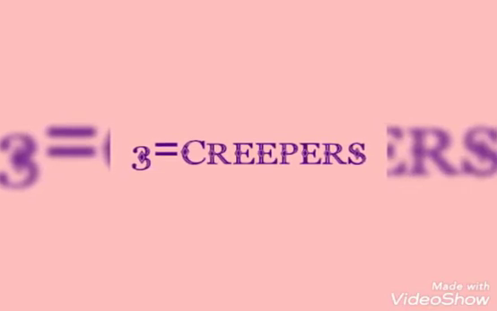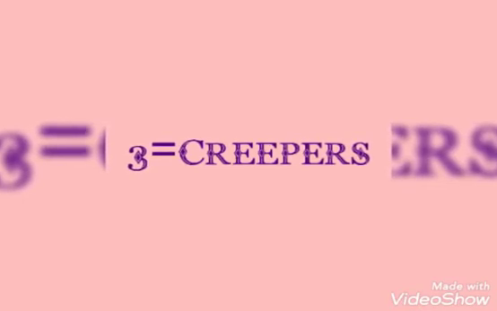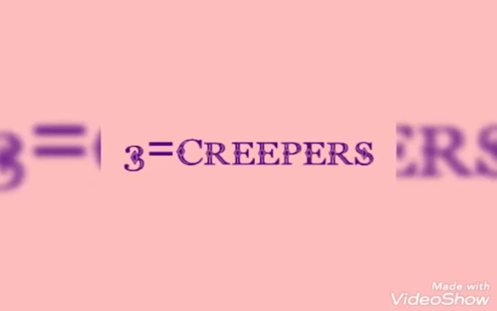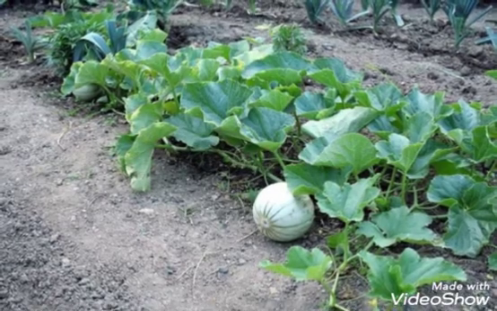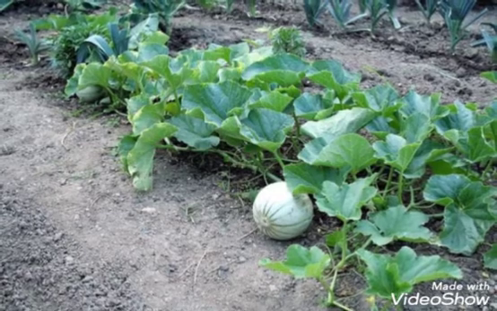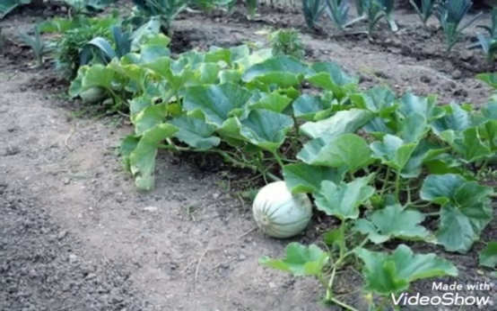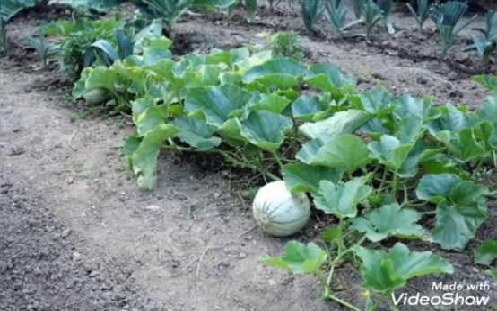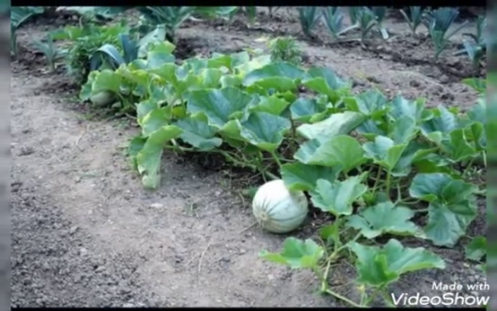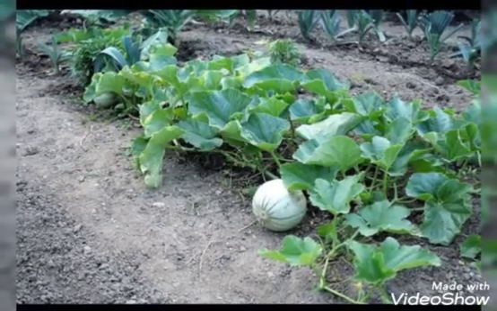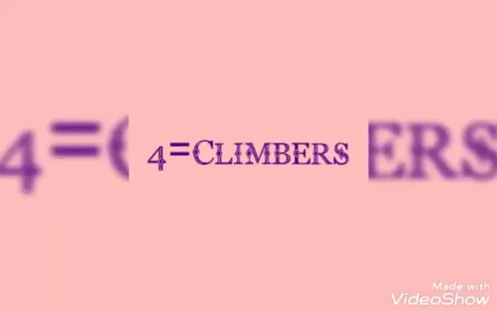Next we have creepers. Students, creepers are plants with weak stems. Their stems are too weak, so they cannot grow straight or hold the plant straight. Students, these plants grow along or close to the ground. The example we have here is watermelon. You can see the watermelon grows on a plant which has a very weak stem and grows close to the ground.